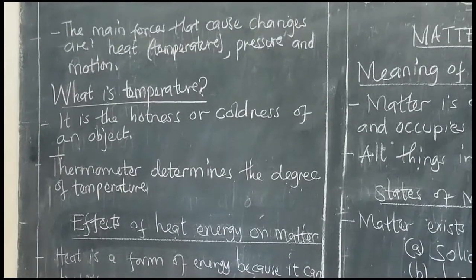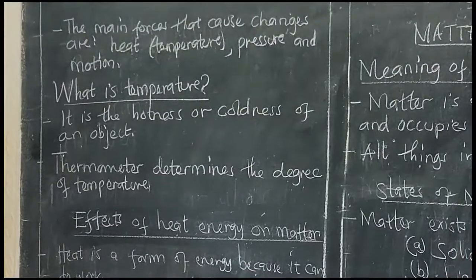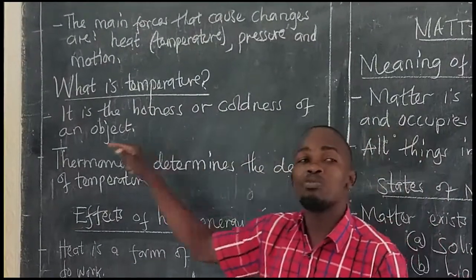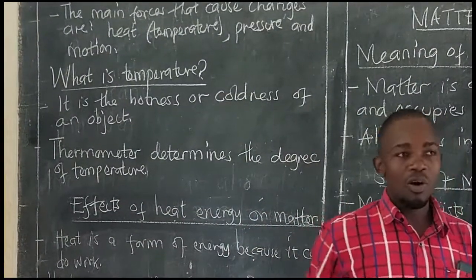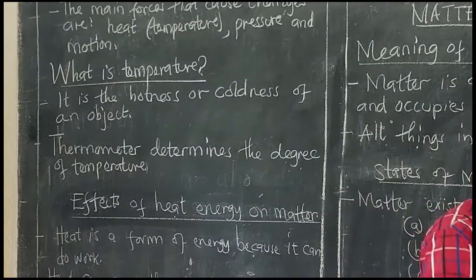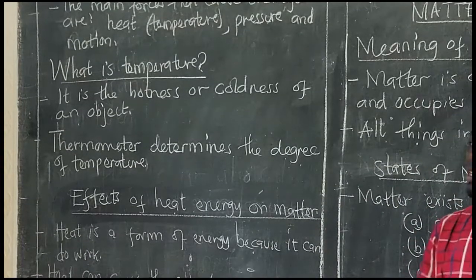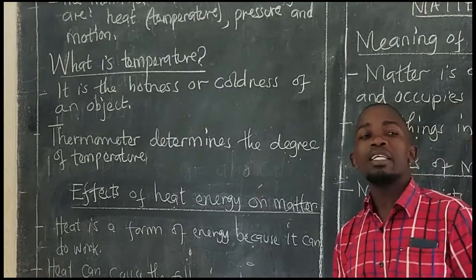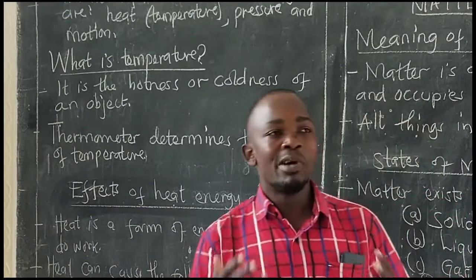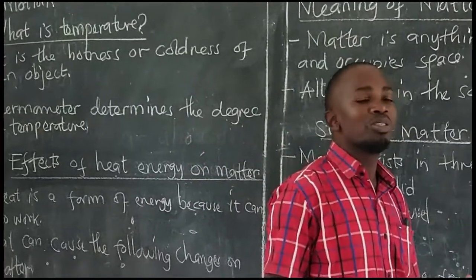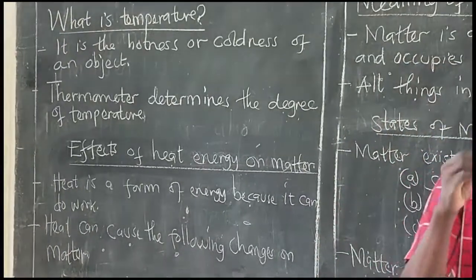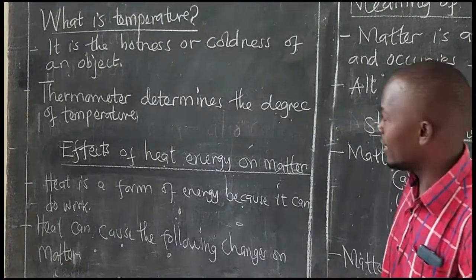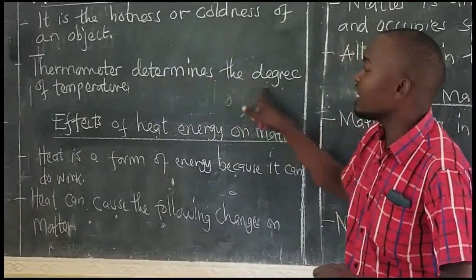So, what is temperature? Temperature is the hotness or coldness of an object, of a body, of any substance. Temperature can be determined by a thermometer. A thermometer is a device which is used to determine the degree of hotness or coldness of an object.